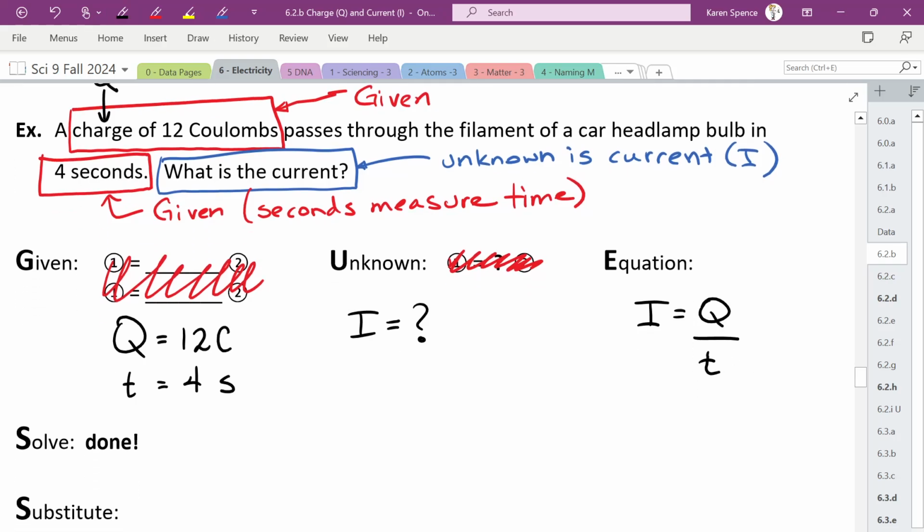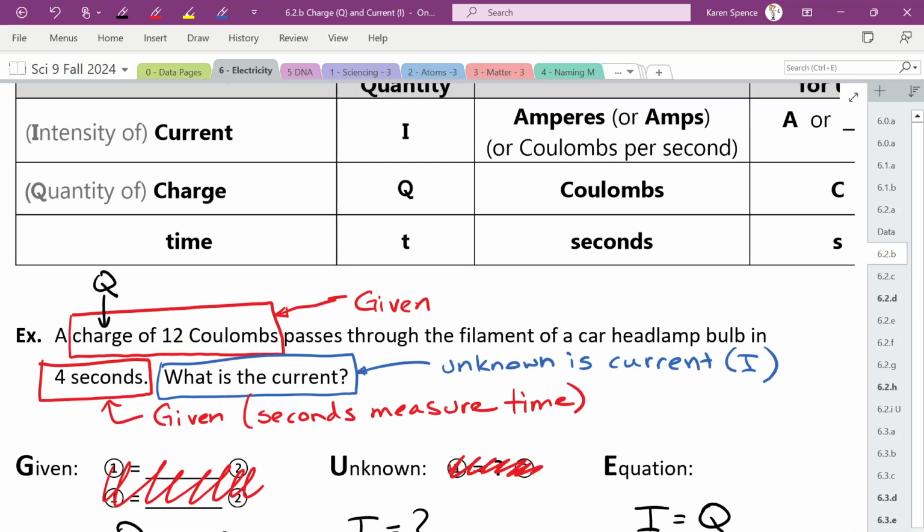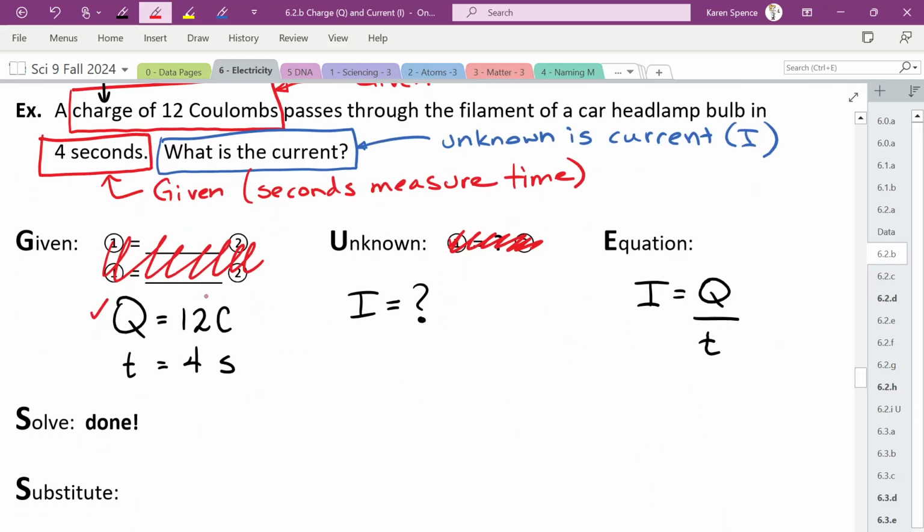So you can check your first 3 steps and say, if I were doing this on a quiz, I would get 1, 2, 3 marks for Q equals 12 coulombs, 1, 2, 3 marks for T equals 4 seconds. Those are my given information. I would get 2 marks for I equals I don't know what, and 1 mark for having the equation.